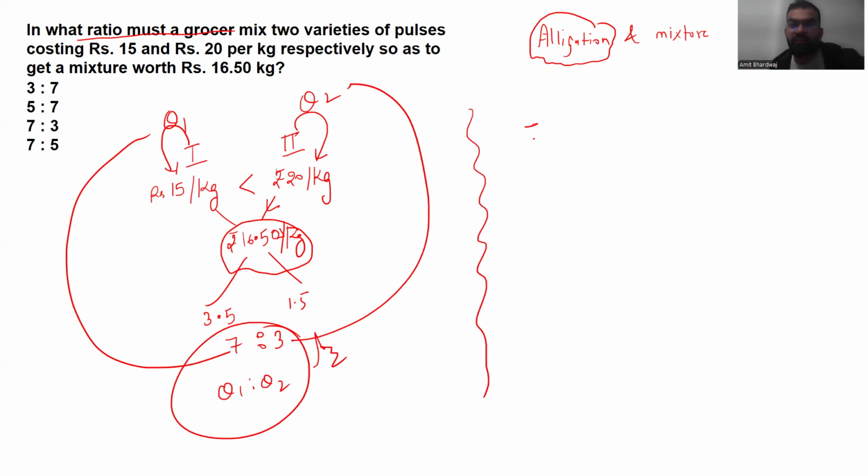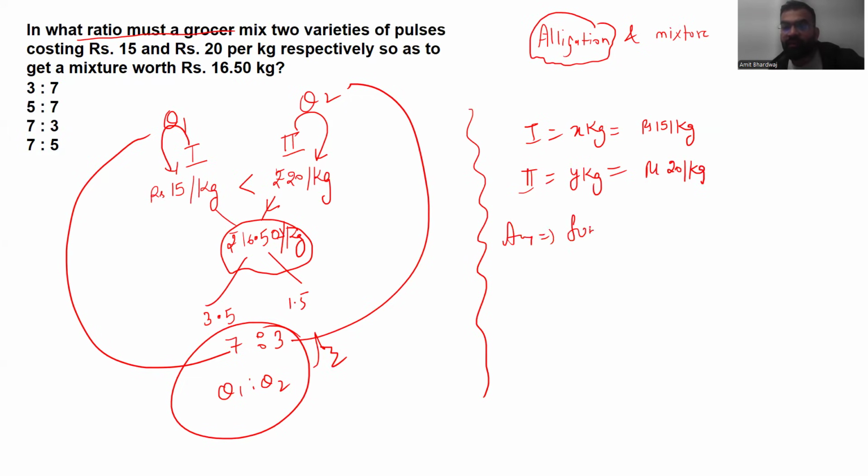Let's say the total quantity of the first is x kg, and the price is rupees 15 per kg. Okay. And the second is, let's say, y kg, and the price is rupees 20 per kg. It means how to find the average? Average means sum by number. So sum means 15x plus 20y by x plus y, and that equals the average, and the average is given to you as 16.50.